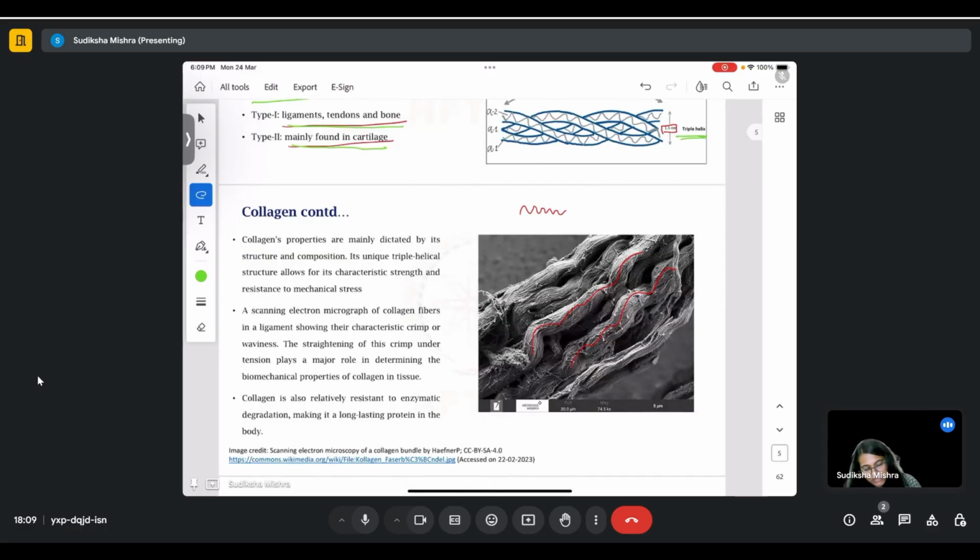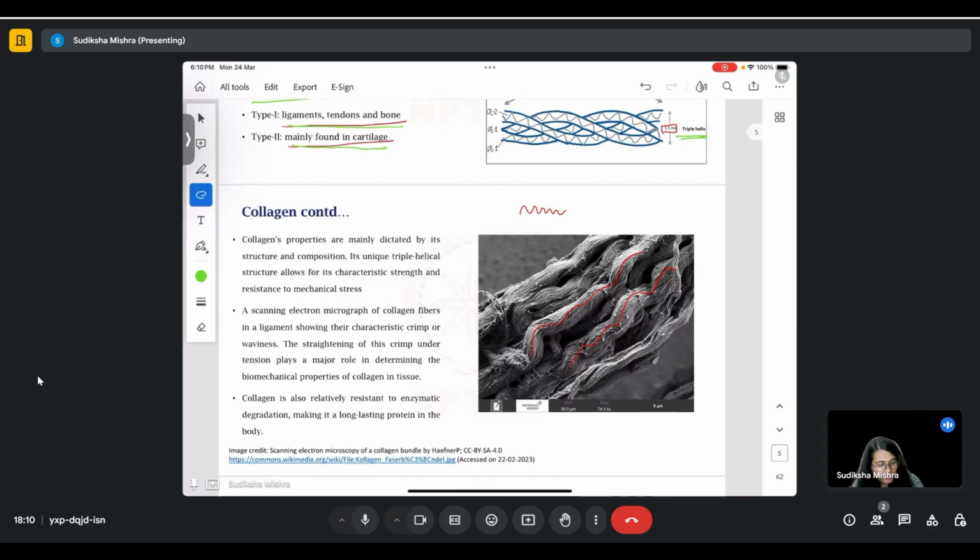The collagen properties are mainly dictated by its structure, its composition. Because of its triple helical structure, it is very strong. If you were to take a single strand from the triple helix and compare its strength to the complete triple helical structure, you'll find that the difference in the strength and the resistance to mechanical stress is very high in the triple helix.